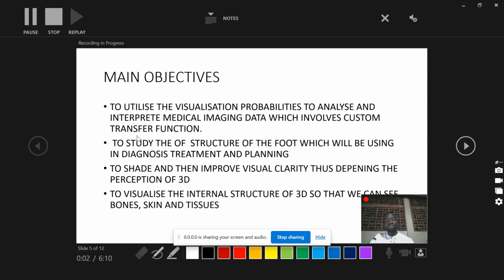So the main objectives: we are going to utilize visualization capabilities to analyze and interpret medical data, which involves a custom function. Study the structure of the foot, which will be used in diagnosis, treatment, and planning. Then we are going to shade and improve the visual clarity, first deepening the perception of 3D, and then we are going to study the internal structures with the bone tissues and the skin.